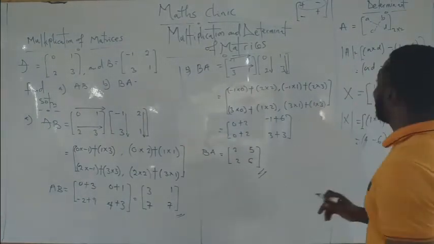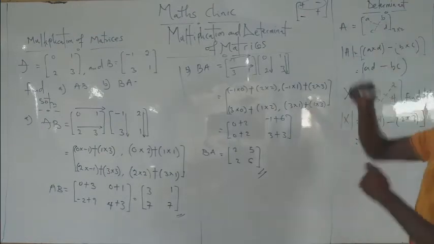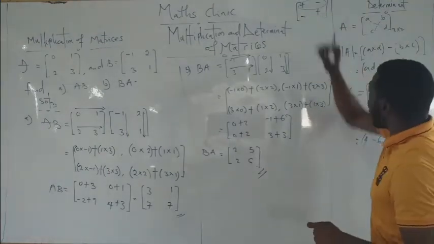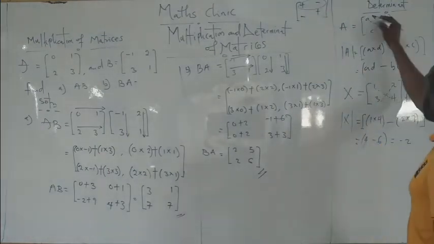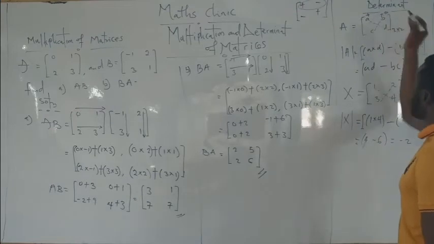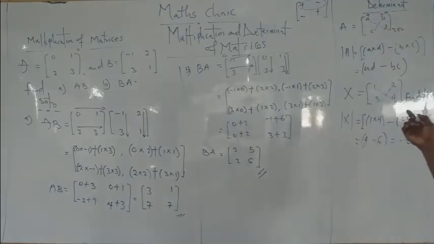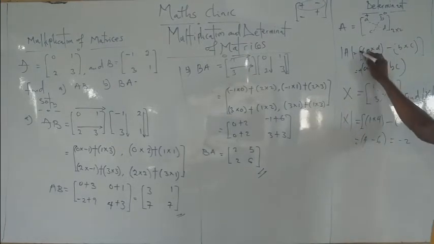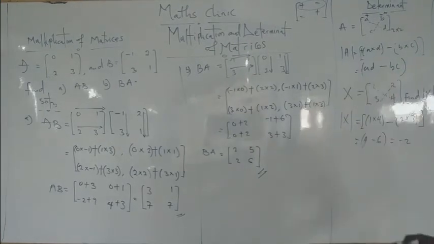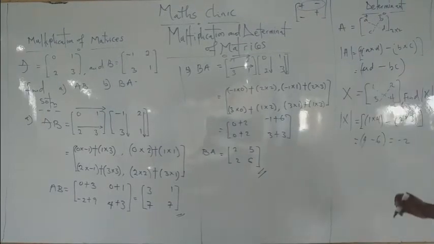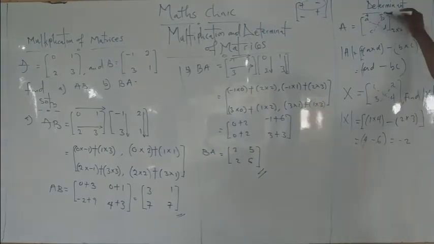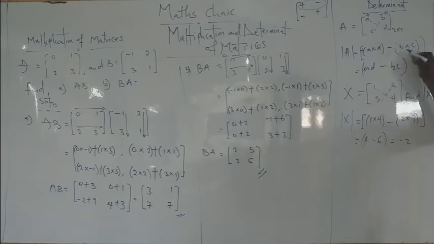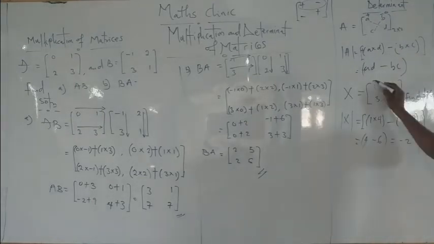Don't forget that I said we can use the second row also, but we are using the first row, which means we are making use of plus and minus. Can you see that now? So that will become plus a times d. That is plus. Then we're having minus b times c, that is minus bc. So we have plus and minus here.